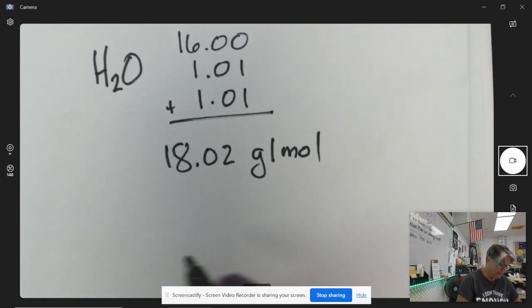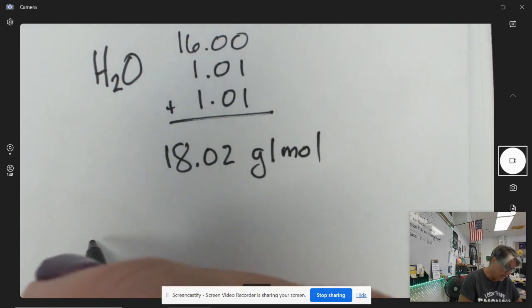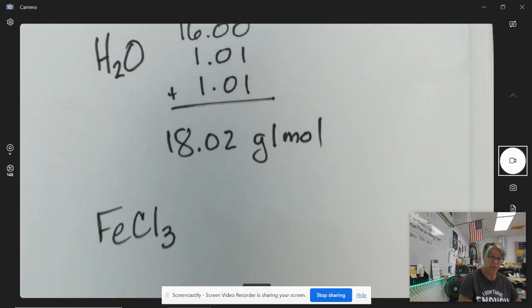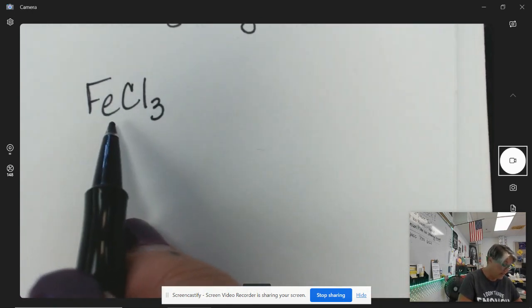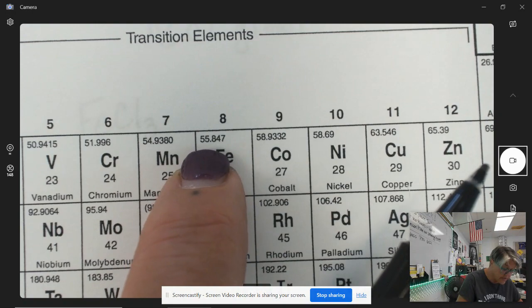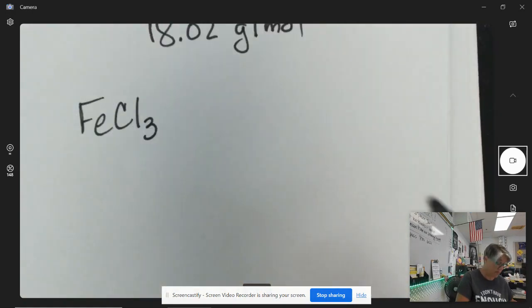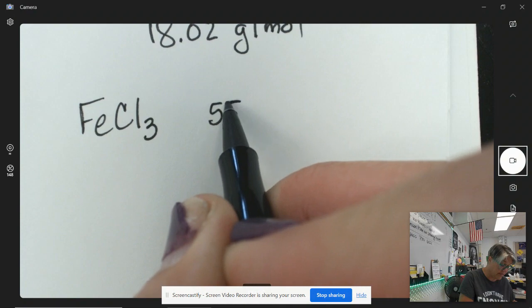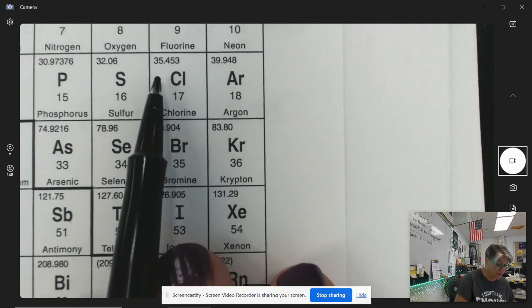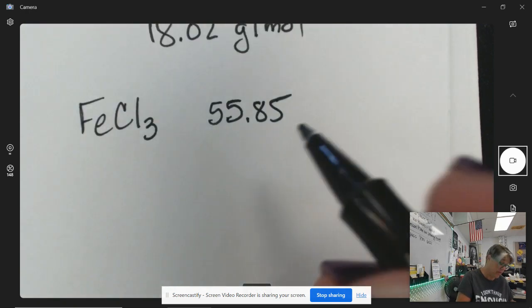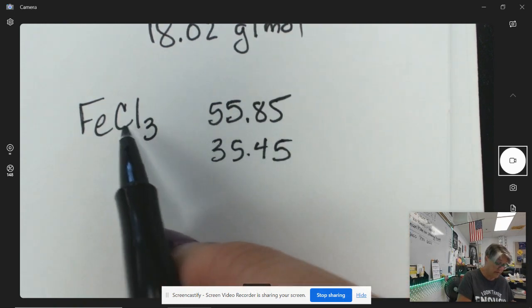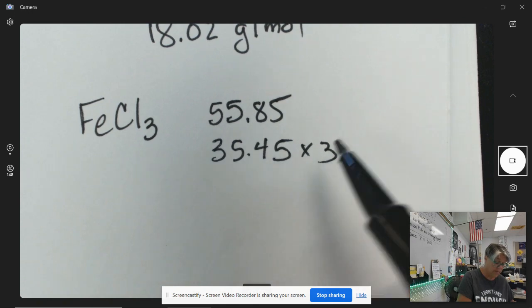Let's try a practice one. What if I wanted to do, let's say, iron 3 chloride, FeCl3? Well, that's 1 iron atom. I need to find it on the periodic table. Right here, it's 55.85. Hopefully everyone can do that in their head. 55.85. And I need to add that to 3 chlorines. Chlorine is 35.45. And I have 3 of those.